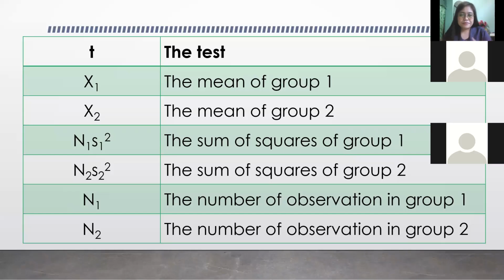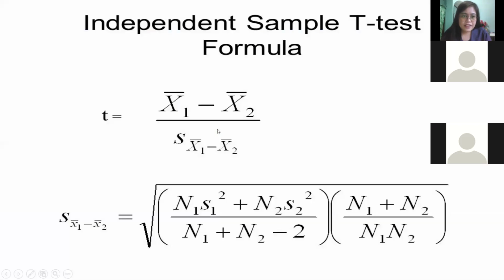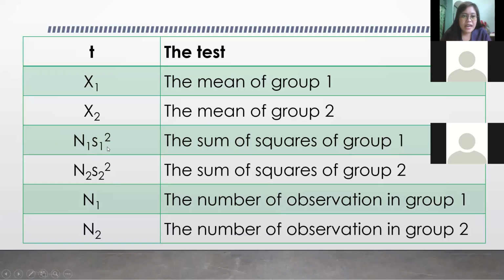Okay? Now, let's move on. Wait lang. Remember, na kani dili given. Kailangan na to siya i-compute. So we have to know what is n1s1 and what is n2s2. n1s1, class, is the sum of squares of group 1. Okay? So katong mga scores sa group 1, kailangan to nimo i-square sila tanan tapos i-add nimo, that will be the n1s1. Tapos, ang n2s2, mao to ang sum of squares of group 2.